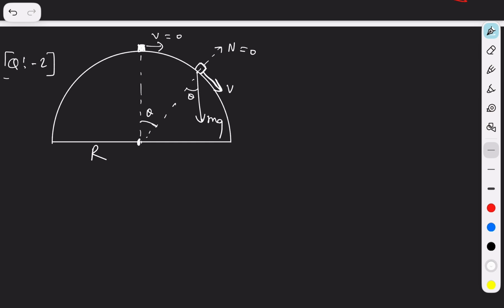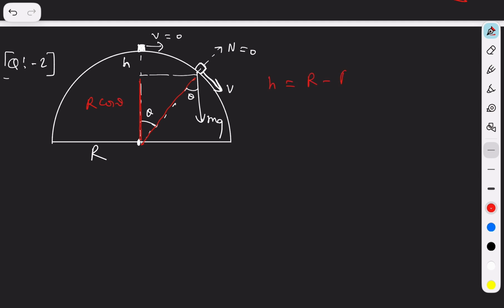If you see how much it has come down, let's say this height is h. Because this radius is r, this value will be r cos theta. So h will be simply r minus r cos theta. I hope this is settled.